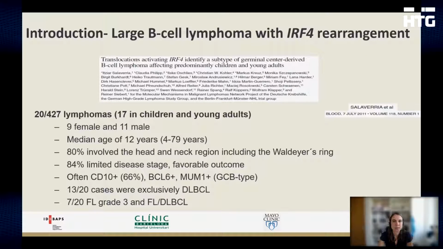To further stress the importance of genetic alterations in the classification of lymphomas, one of the newly introduced entities is the IRF4 rearranged large B-cell lymphoma, which frequently occurs in young patients and involves the head and neck region, including the Waldeyer's ring. Most of these cases are of germinal center B-cell type and show a favorable outcome.